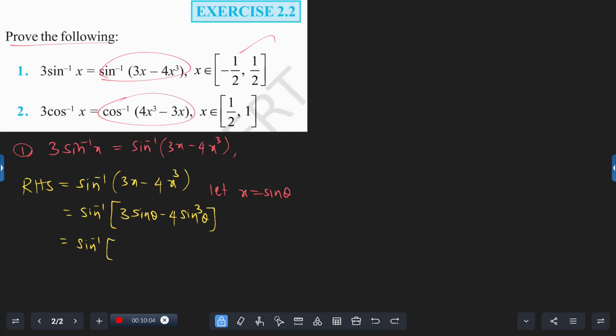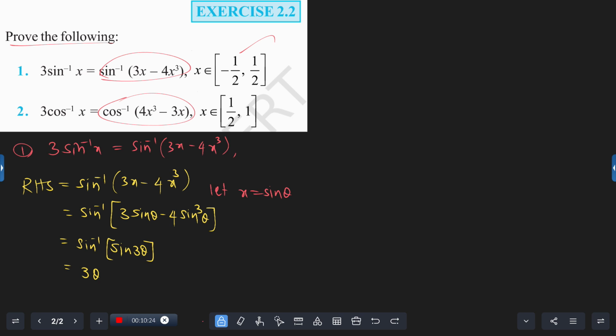Equal to sine 3 theta. What can we say about this? Sine 3 theta. Now sine inverse and sine will be cancelled, right? So what will you be getting remaining? 3 theta. What is theta equal to? From here you can identify theta.